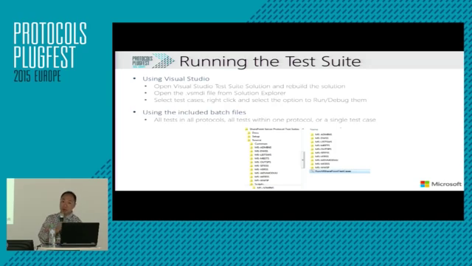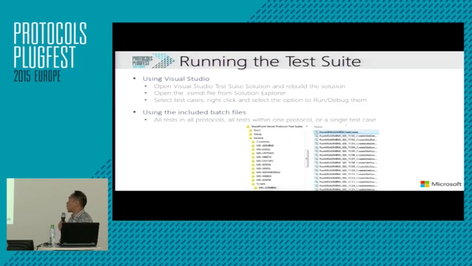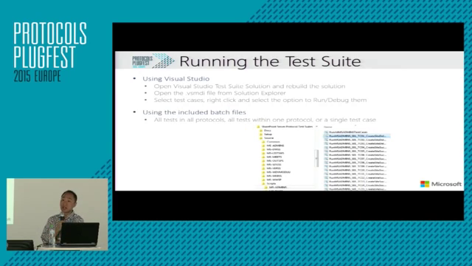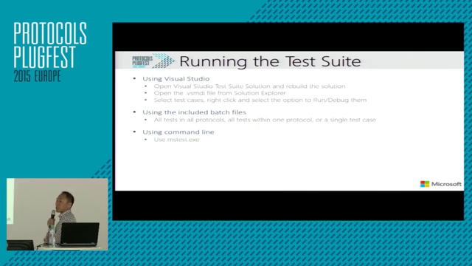So even though you can run the test script without Visual Studio, you still need the MS test binary to run the test cases. So we provide a script to run all the tests in the whole package, in all the protocols. And then you can run all the test cases within a specific protocol, or you can just run a specific test case itself. But all those batch files, all those scripts, basically drive the MS test executable. So you can also write your own scripts to actually run the test cases.